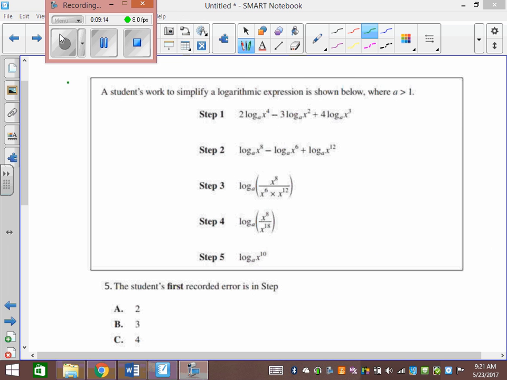These ones we'll do in a... Students work to simplify a logarithmic expression as shown below where a is greater than 1. A has to be greater than 1 anyways. 2 log base a of x to the 4 minus 3 log base a of x squared plus 4 log base a of x cubed. You take those numbers, you bring them up, and they become the exponent, right? When you bring this 2 up and it becomes the exponent, when you have an exponent beside an exponent, you multiply them, right?